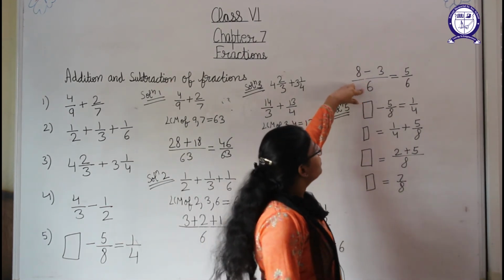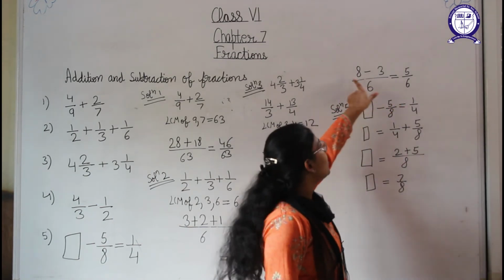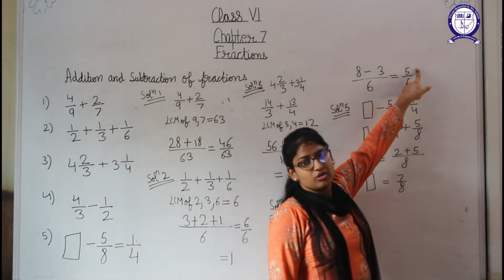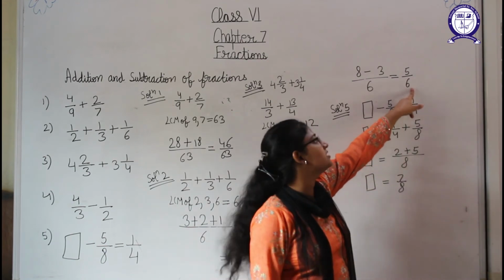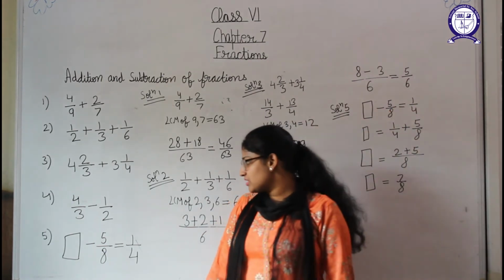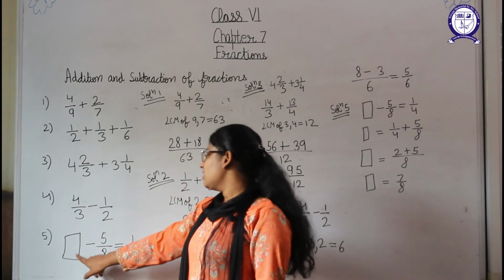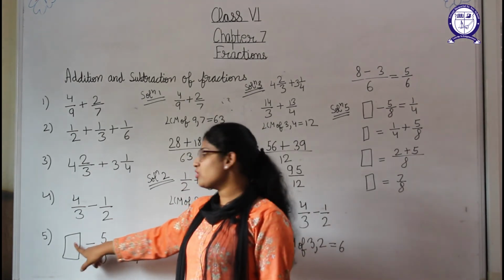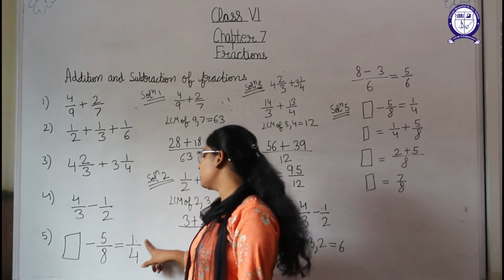Now 6 will be the denominator. Now 8 minus 3 is giving us 5. So 5 by 6 is our answer. Now in the fifth question, we have to fill this box. We have to put a value in this box, then minus 5 by 8 should give us 1 by 4.